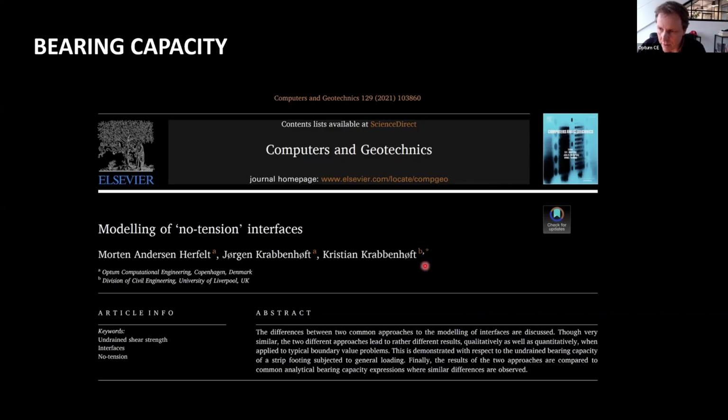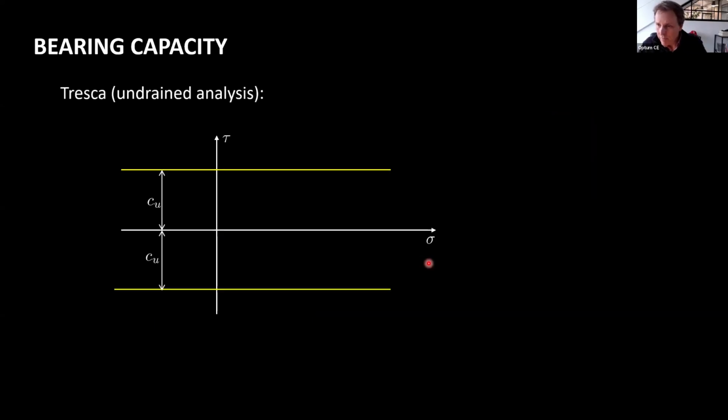I believe there's one right way of doing it, but there is another way that is also widely used that is, maybe from a numerical point of view, convenient, but it is not really what I would consider a real tension cutoff. So if we use a Tresca, for undrained analysis in sigma tau space, this failure criterion looks like this. We have Cu, so the maximum shear stress is Cu.